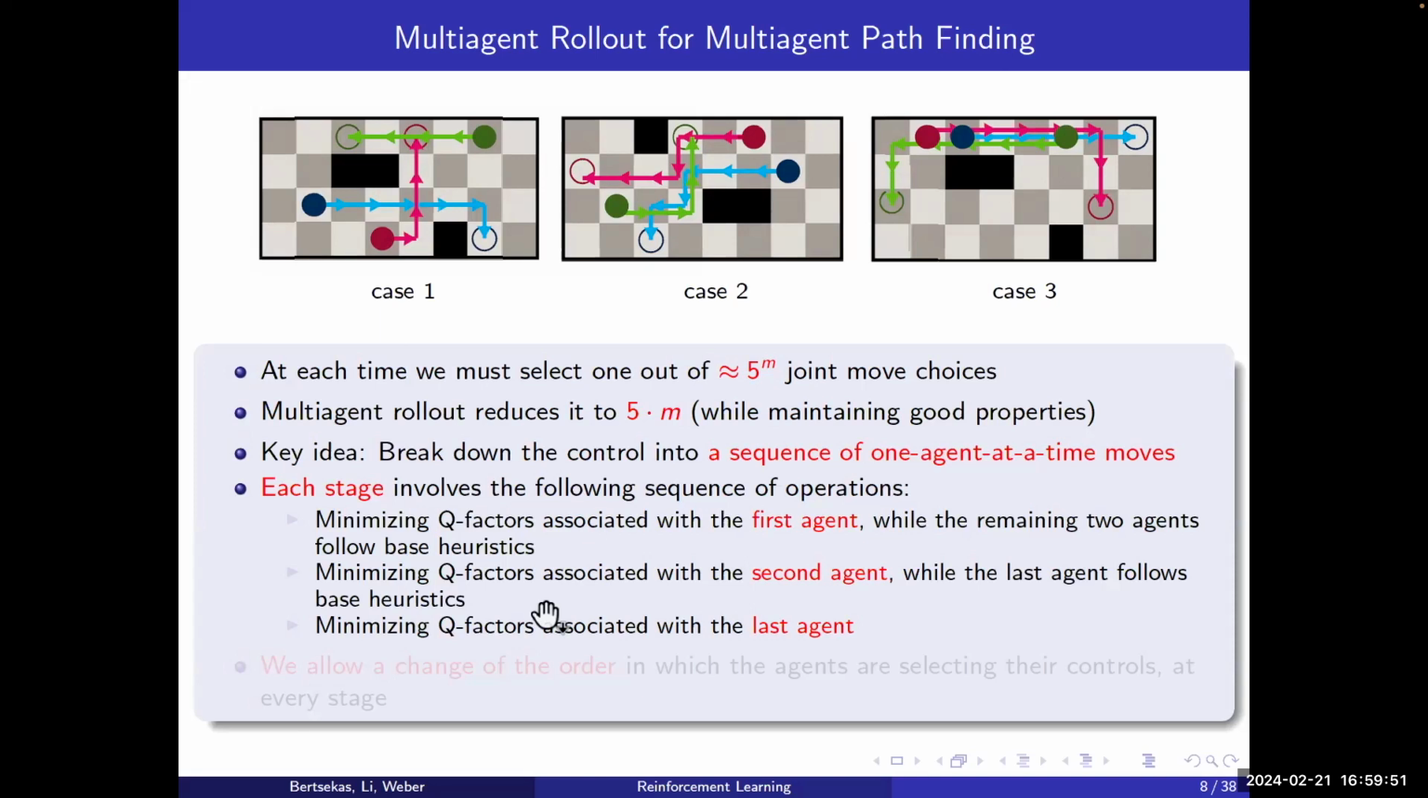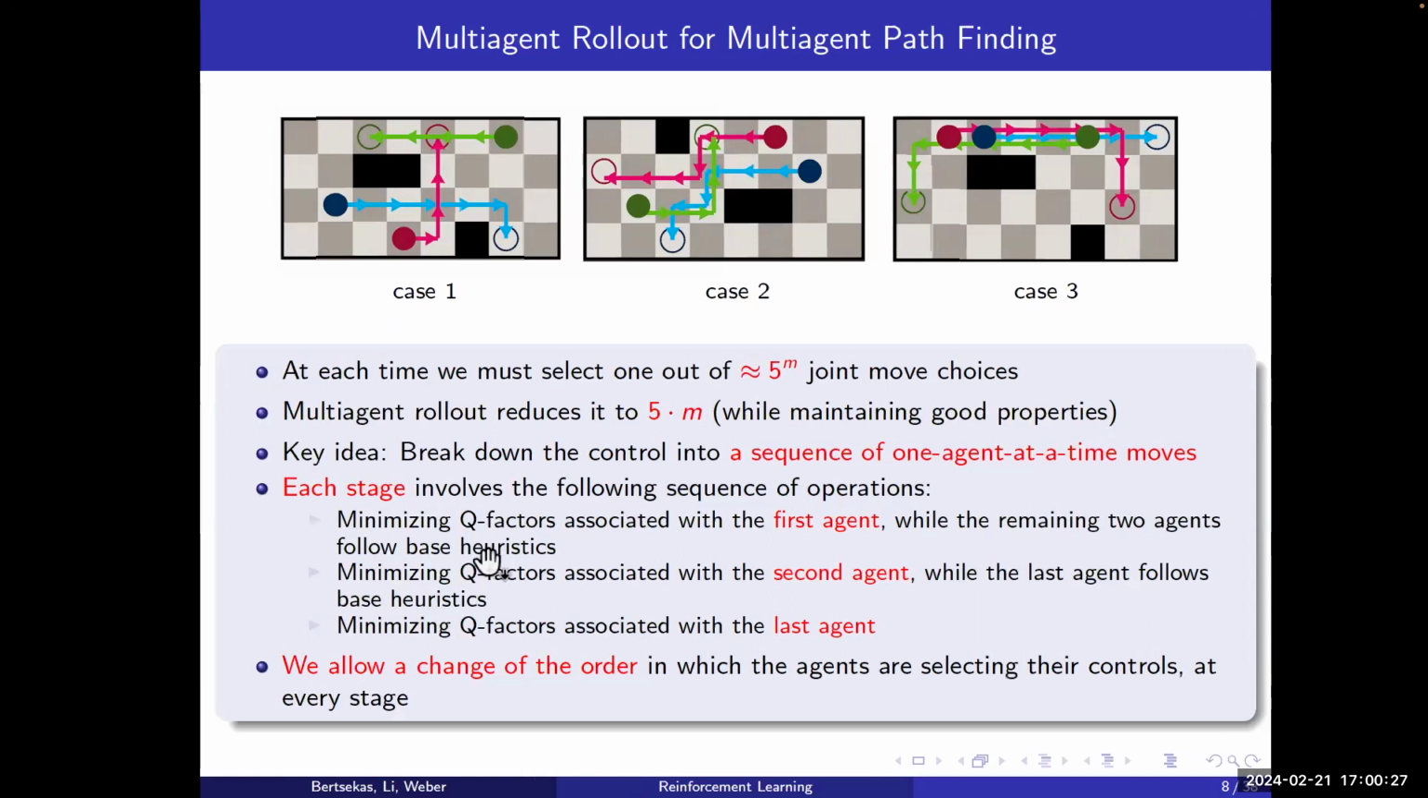And some of you in the previous lecture mentioned the possibility of changing the order in which the agents operate or calculate their minimum Q factor. So here, first agent, second agent, last agent, it seems pretty random. How do I order them? So in principle, the formulation allows a change of the order in which the agents are selecting their control at every stage. Remember, this calculation needs to be repeated at every stage.